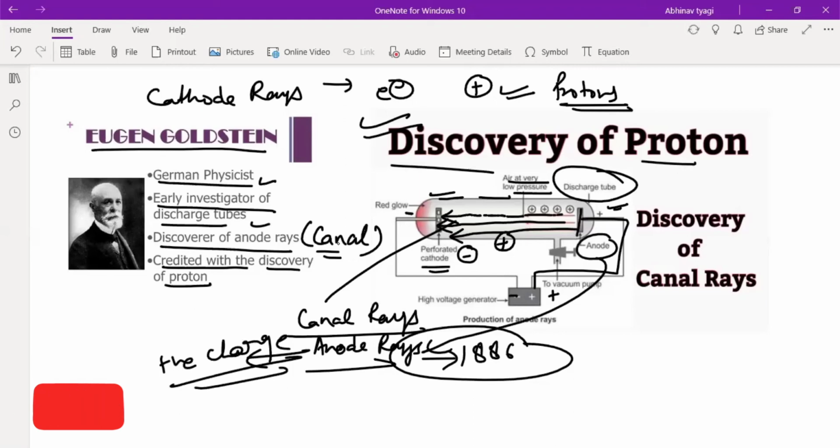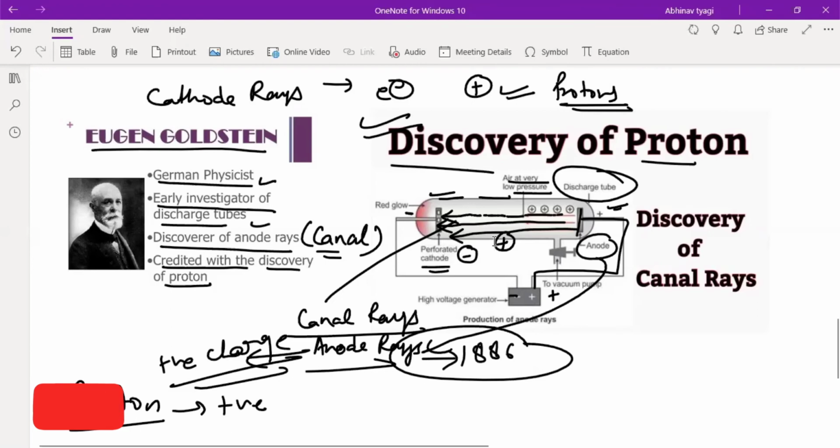The mass and charge of the anode ray particles depend on the nature of the gas taken in the discharge tube. So, dear students, different gases give different types of anode rays, which contain positively charged particles having different masses and different charges. Through this, it was proposed that the proton is a positively charged particle found in the atoms of all elements.